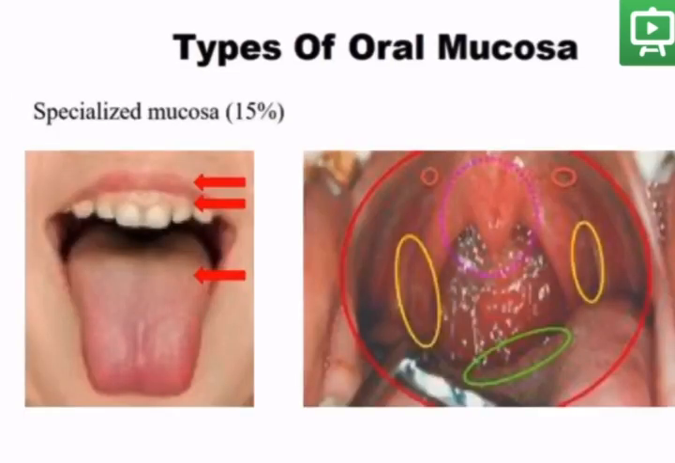The third type according to the function is the specialized mucosa, which is different from the other two previous types. It is composed of the vermilion zone of the lip, the junctional dentogingival epithelium, the dorsum of the tongue, and also the lymphoid tissue and the lingual tonsils.